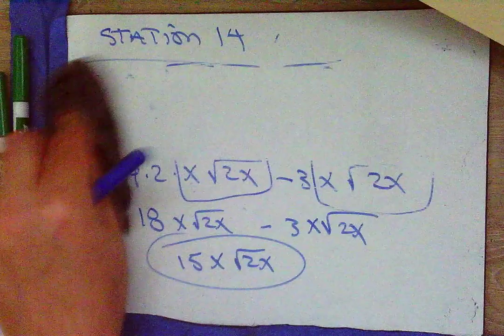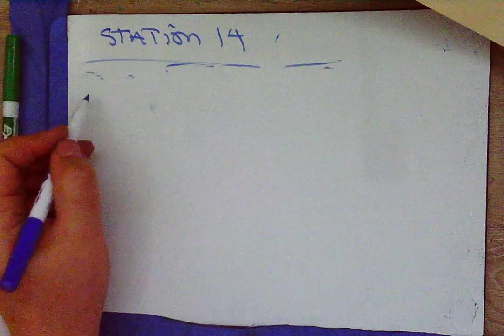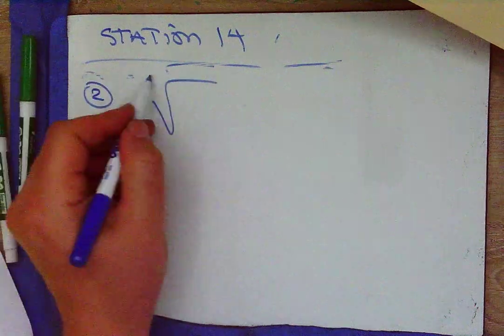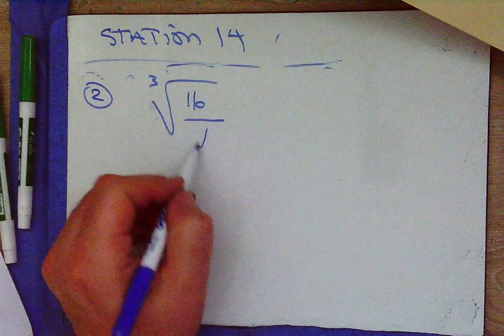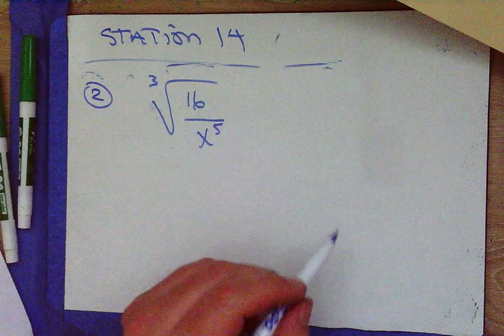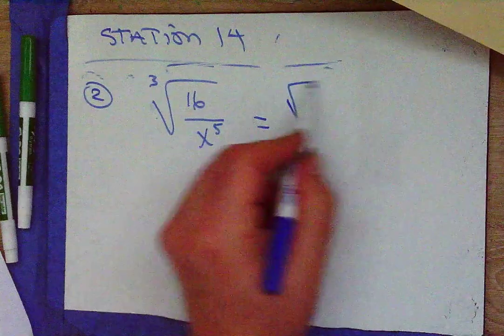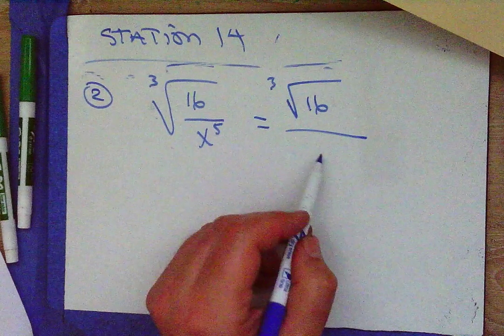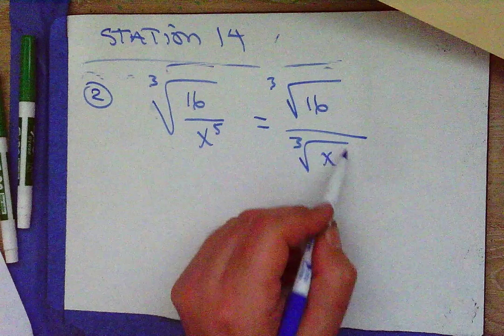How about number 2? Okay, 2 says cube root of 16 over x to the 5th. All right, so I'm going to think about that as the cube root of 16 over the cube root of x to the 5th.